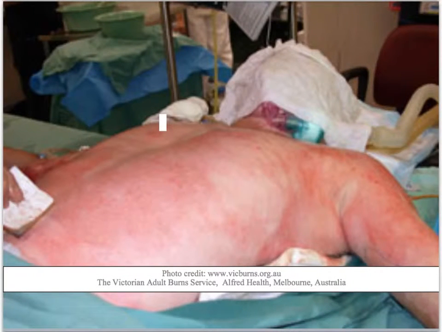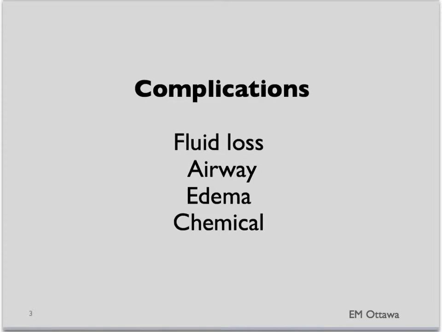Remember the burn patient from the fire? What complications do we worry about in him? In this video, we'll talk about the major complications of thermal burn. The complications of thermal burn include fluid loss, airway complications, edema, and chemical exposure. We'll go through them one by one.